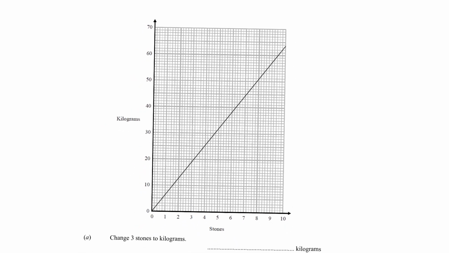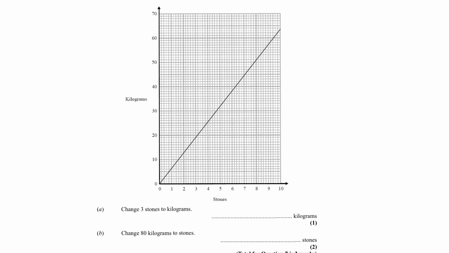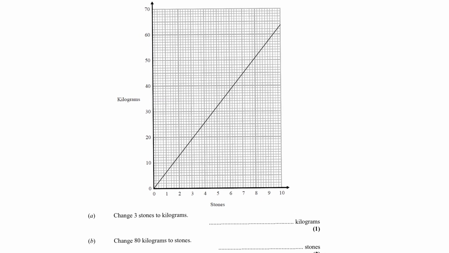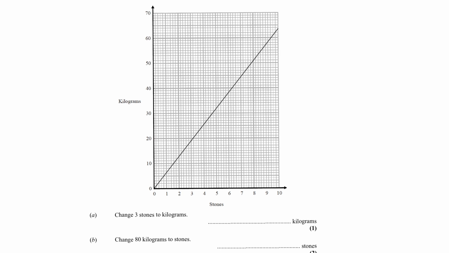Then question 7, it says use the graph to change between stones and kilograms. So I'm just going to scroll down to the graph. In this question, it says change 3 stones into kilograms. So literally all you would do is find where 3 stones is, draw a line up and across. We can see that that's hitting at about 19 kilograms.